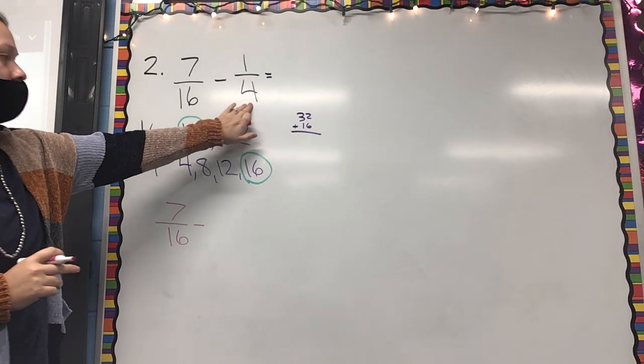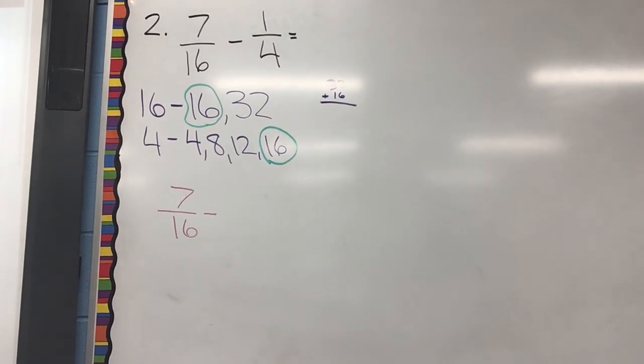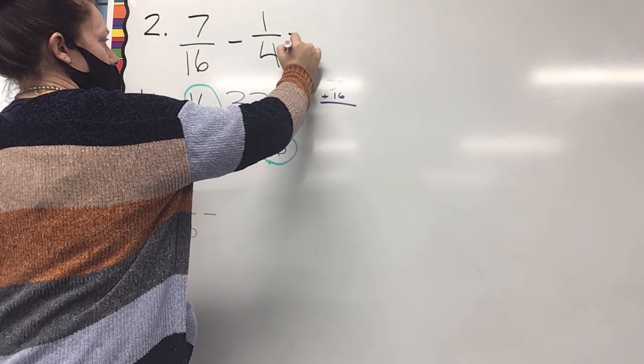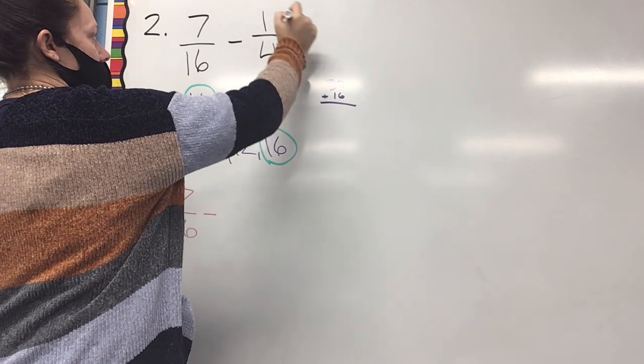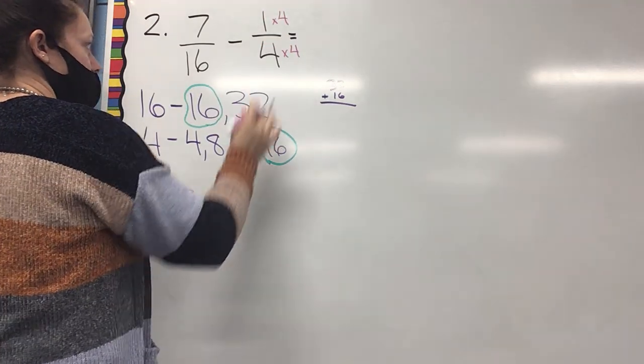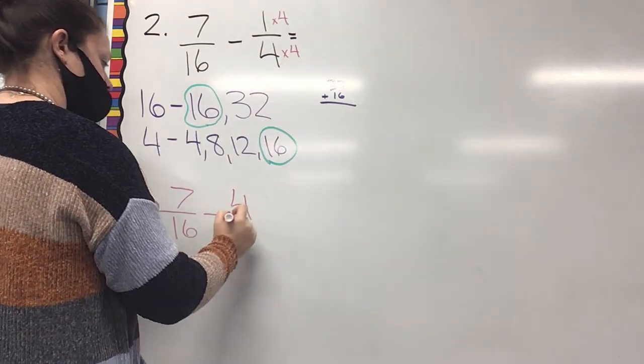However, is this one ready to go? No. How can I get that 4 to a 16? Multiply it by what? 4. And a jealous sibling, so they also get to multiply by 4. Let's rewrite our new fraction. 1 times 4? 4. 4 times 4? 16.